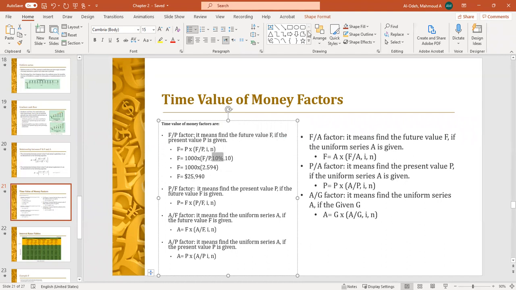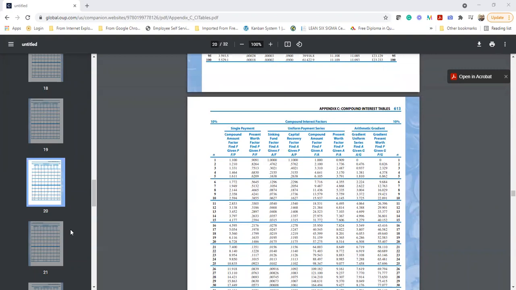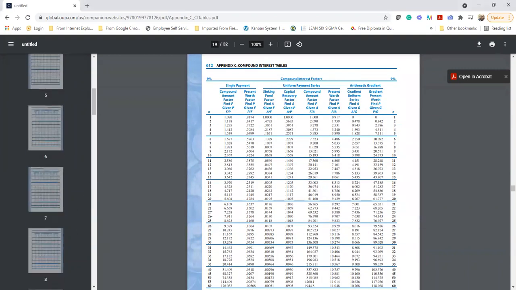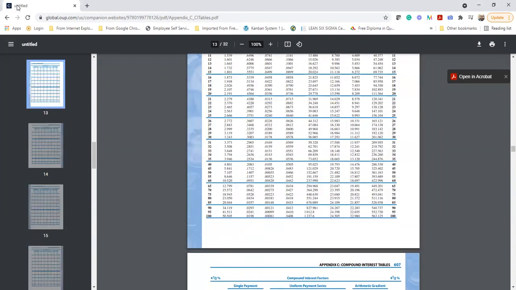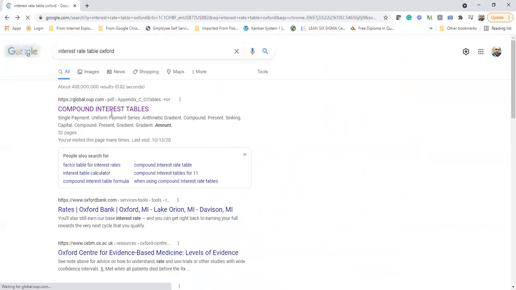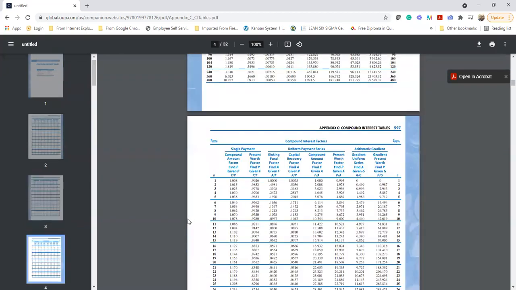Now let's go to the interest rate table, and this is what we're going to share with you. If you go to any textbook, you will find interest rate tables, which I don't have in my textbook because I'm going to use Excel all the time. However, I want you to know how to use these interest rate tables. There are a lot of textbooks using them. They put them as an appendix. So I went to Google and typed interest rate table Oxford and selected the first link. This is the compound interest rate tables, appendix C. And you should be able to see all the factors.